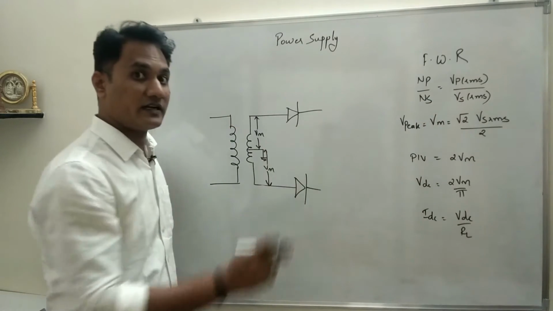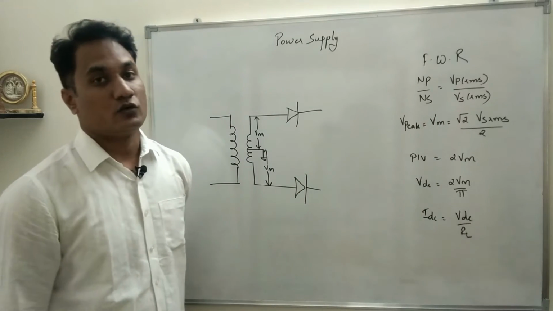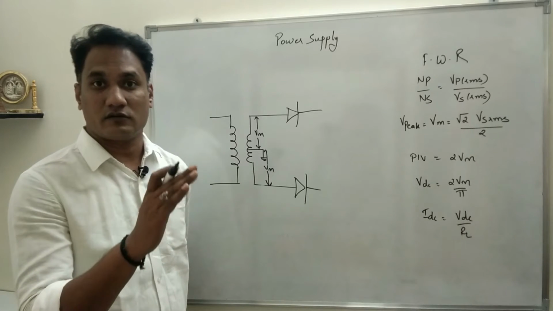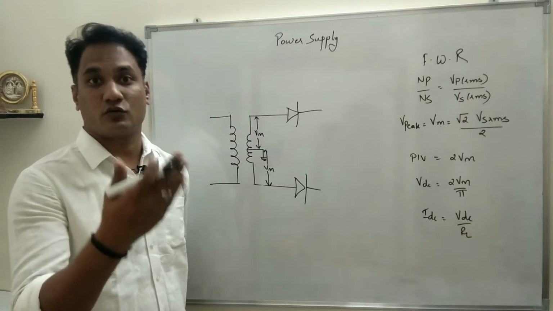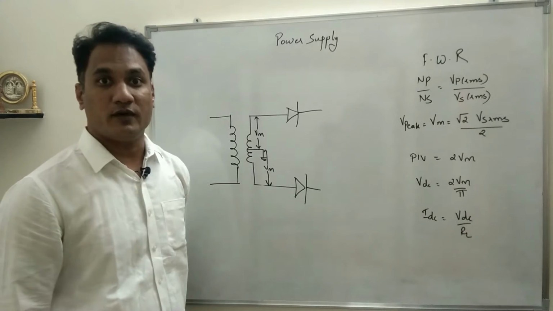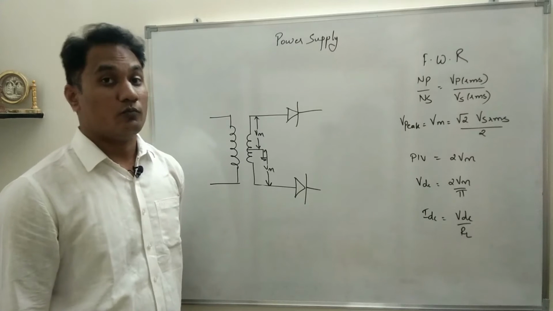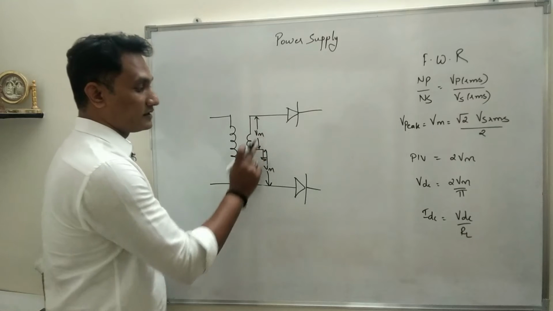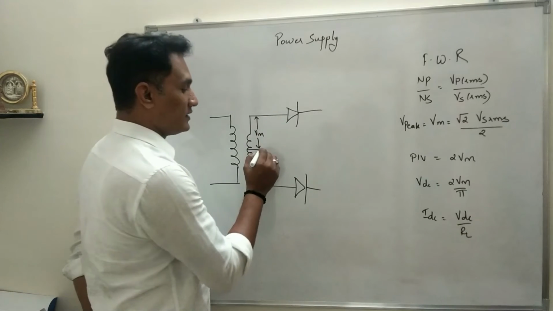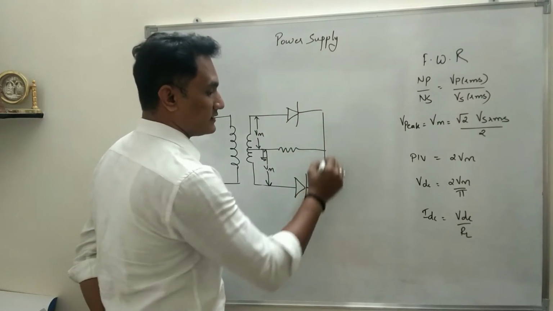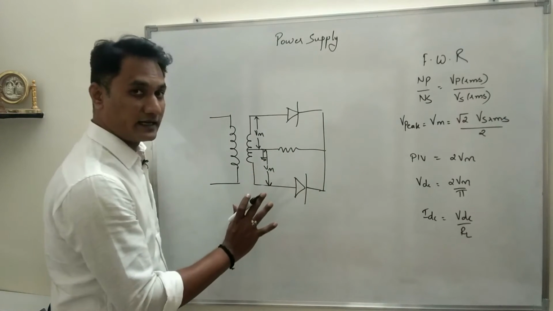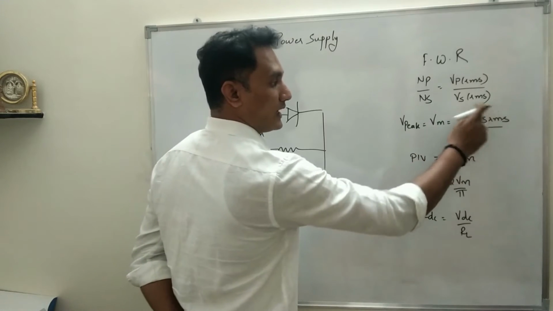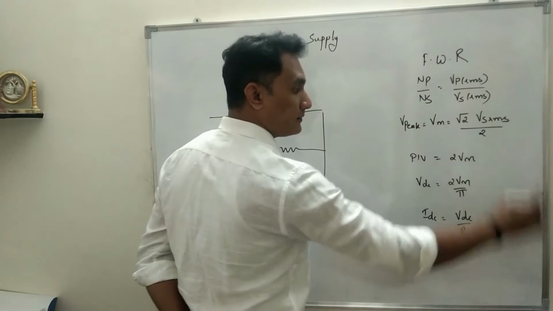In case of half wave rectifier, VM was simply √2 into VS RMS, because the RMS value is only 70.7% of the peak value. So if you want to get the peak value, you have to multiply it by √2. But in case of full wave rectifier, it has to be divided by 2 because there are two secondaries. Now this is the load resistance. So this was the circuit diagram, and this is the formula for peak voltage. I hope you have understood why I have said √2 into VS RMS upon 2.